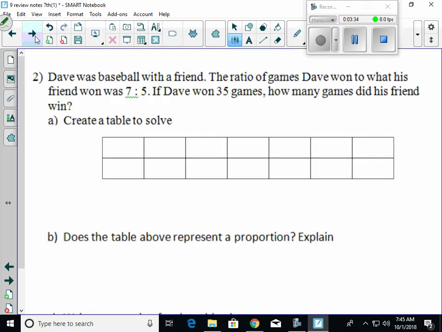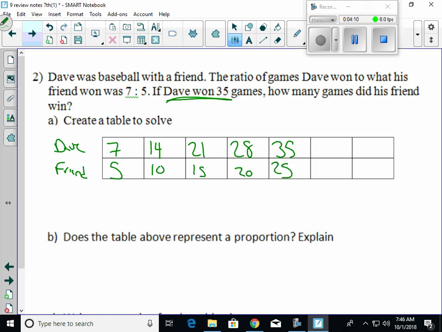All right, let's look at one more of these types of problems. Okay, the ratio of games Dave won to what his friend won was 7 to 5. Dave won 35 games. Okay, so I have to continue Dave's part of the table until I get up to 35. Every time the top goes up by 7, the bottom's going to go up by 5. So how many games did his friend win? Well, his friend won 25.